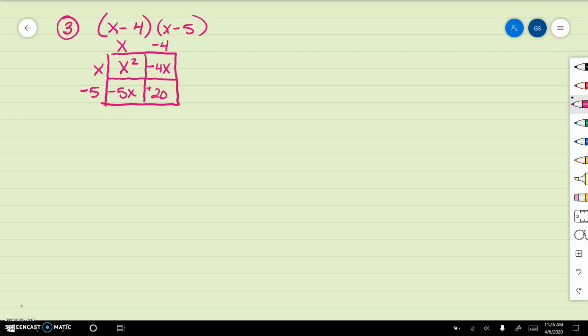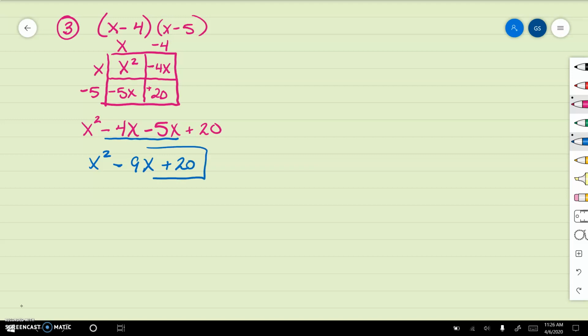Okay, now we have to take everything out of the box. We fill it in, we take it out. So it's x squared minus 4x minus 5x plus 20. Okay, we're going to combine like terms. So we have those two that are going to be the same. We're going to bring down the x squared. We're going to combine the negative 4x and negative 5x, which is negative 9x. And then we're going to add the 20. We're going to box our answer.